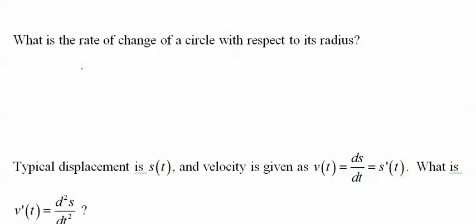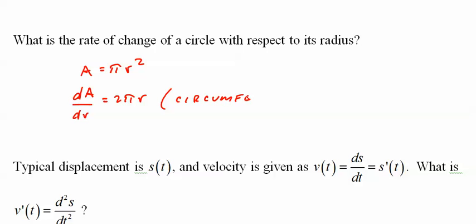So, for example, take a circle and take the derivative with respect to the radius. We've done this, it's just 2 pi r, which by the way is circumference, which I've had debates with several people about why that is. And we'll get to that another time, but that's the rate of change of a circle with respect to its radius.